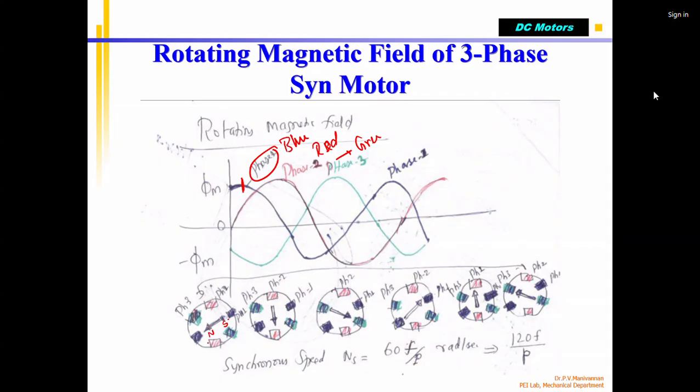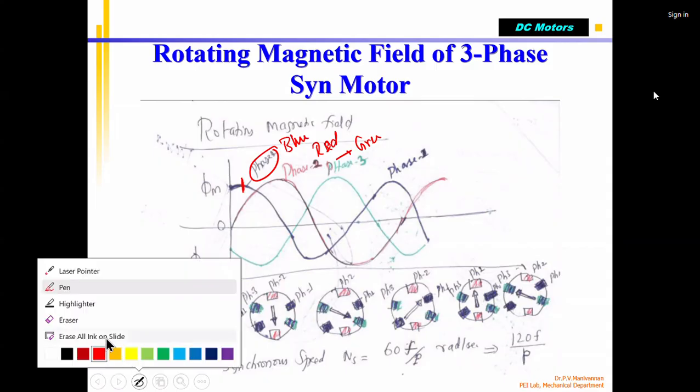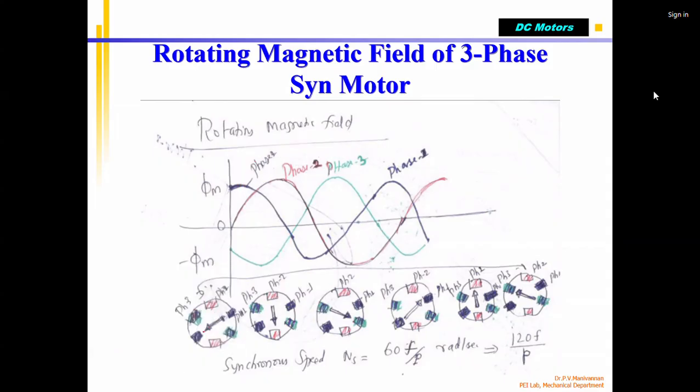Correct? Arrowhead. So when the blue phase is peaking, the rotor may be something like this. Before this, it may have been like this. It was attracted by this because this is south pole and this is north pole. So it rotated like this, so many degrees, and aligns. Correct? The rotor aligns. Once aligned, you can tell this is north, south, this is south, north. So it stays at this instant.